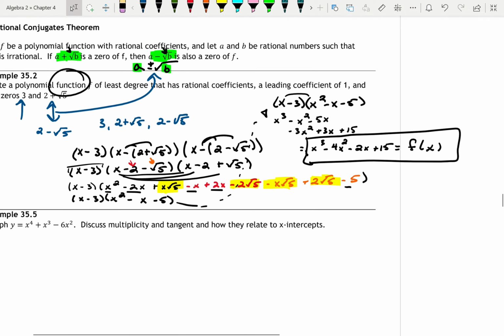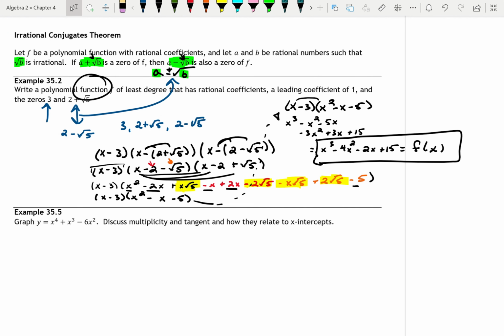Right, so again, what we did in this problem, it was a long problem again, is we were given the answers here, the solutions, and we wrote a function that has the x-intercepts, or the solutions, or the roots, whatever term we want to use, of 3, 2 plus root 5, and 2 minus root 5.